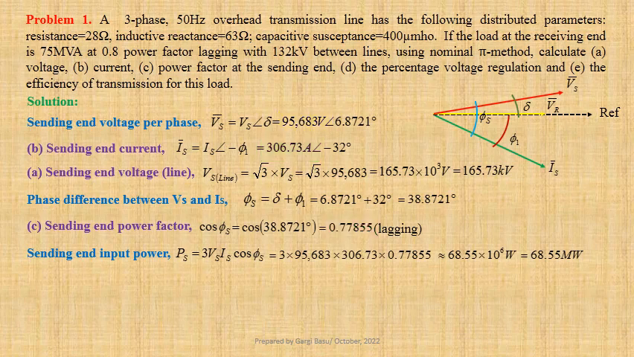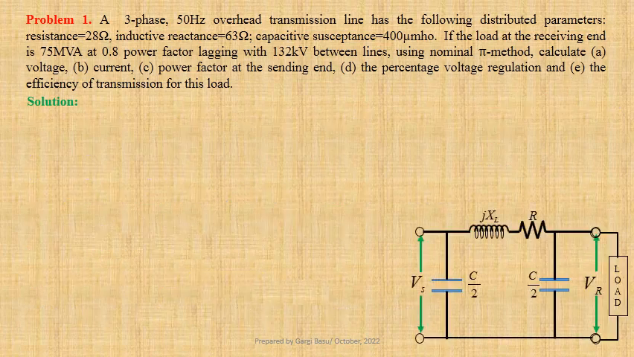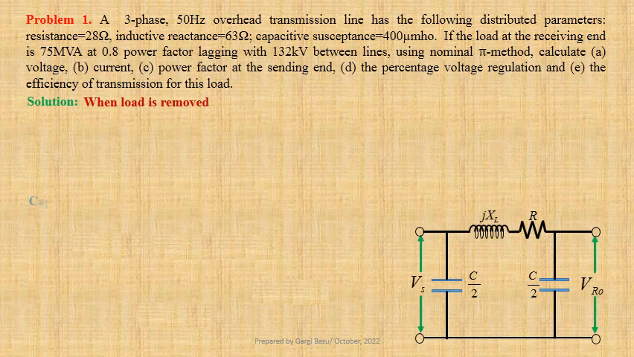Let us now determine efficiency of transmission. Eta T equals to PL by PS. We have determined power delivered to the load PL equals to 60 megawatts. Therefore, eta T equals to 60 divided by 68.55, that gives us 0.8753 per unit or 87.53%.